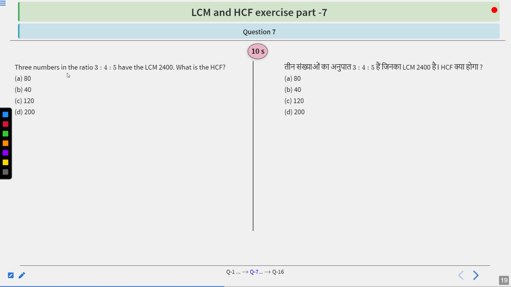Three numbers are in the ratio 3:4:5. Have the LCM 2400. What is the HCF? Options are 80, 40, 120, and 200. These are the four options. And I'm giving you 10 seconds to find out the correct answer. After that, I will do the solution.